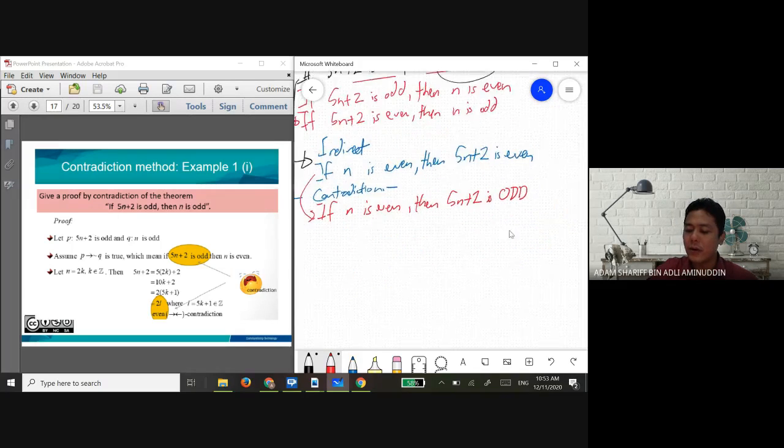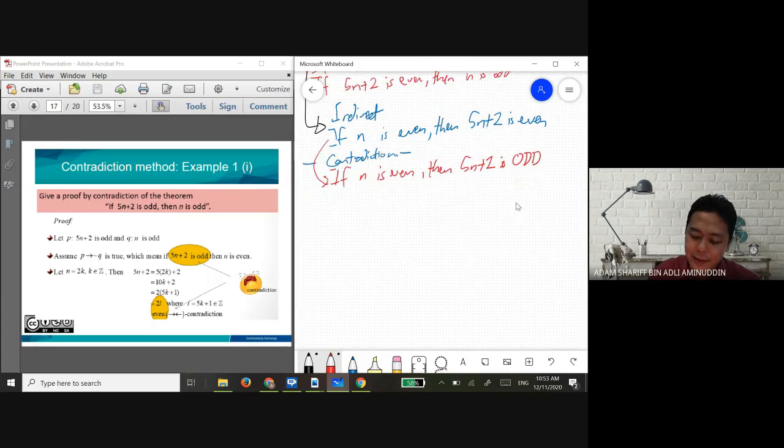Okay, so by using these premises, I try to prove if n is even, so I let n be even. And I try to prove that 5n plus 2 is odd. Okay? I believe that 5n plus 2 is odd. However, after this, we try to do the workings.